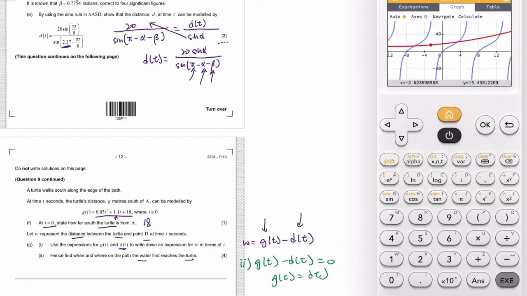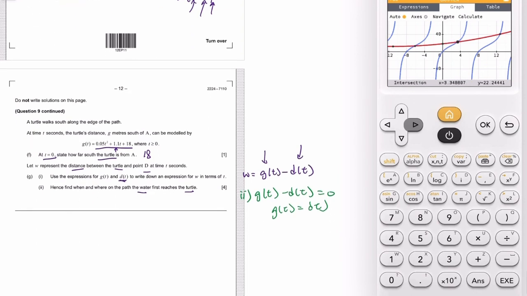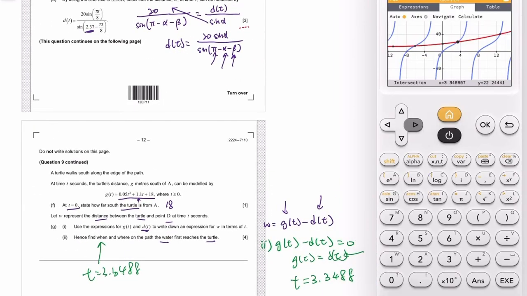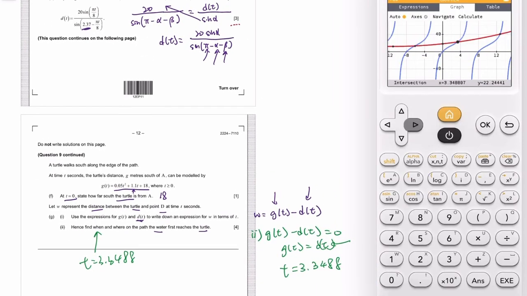I'd be like, very not fun. Okay, we want that intersection, so I guess it's this one. So it's when t is 3.3488 seconds. Yeah, because we're solving for t here, right? That's the when. Well, second is where. So we're pretty much finding where is the turtle or where is the water when time is 3.3488, which you can do by substituting t into g or d. Either one should give you the same result.